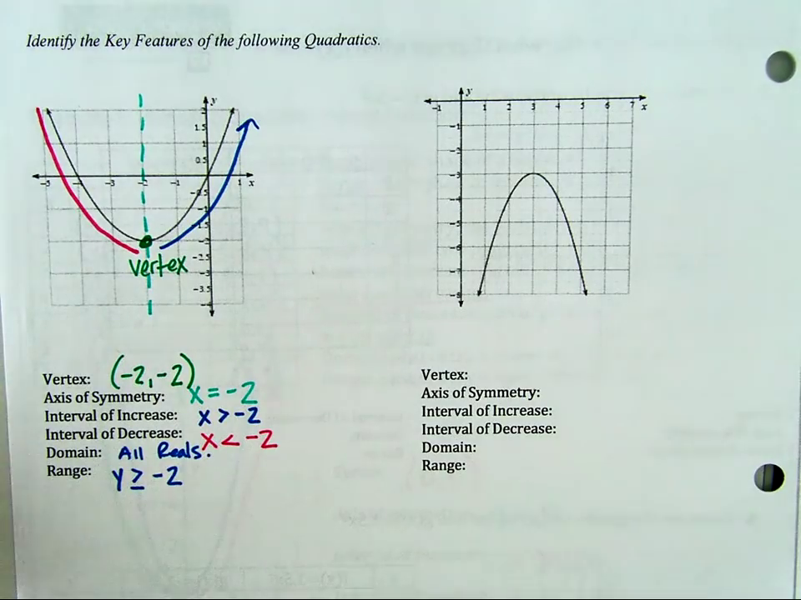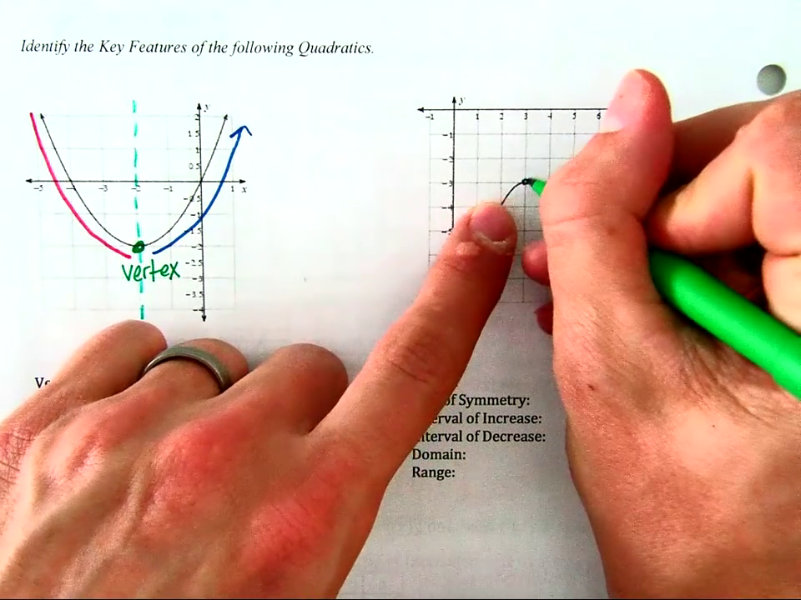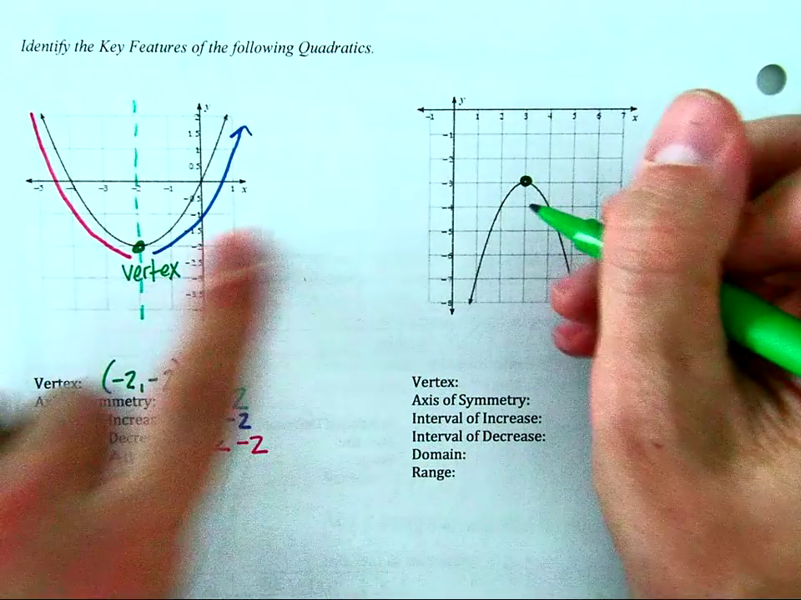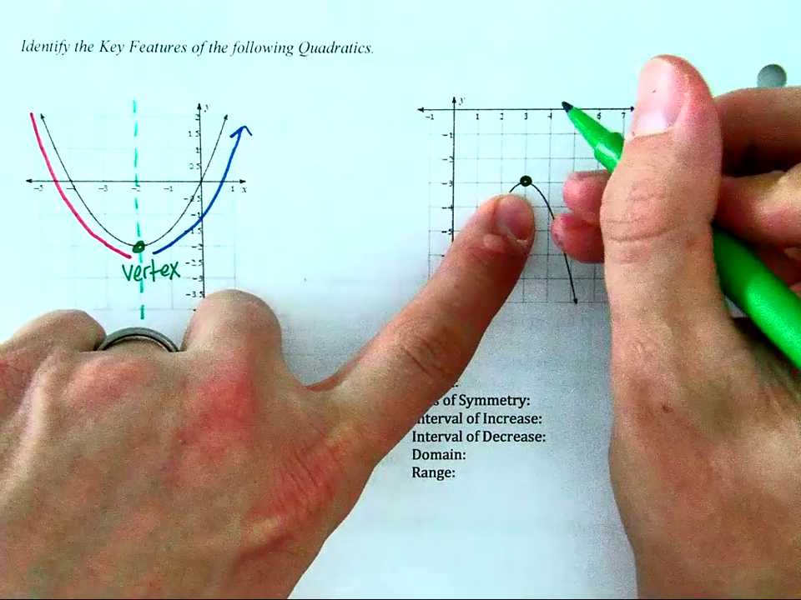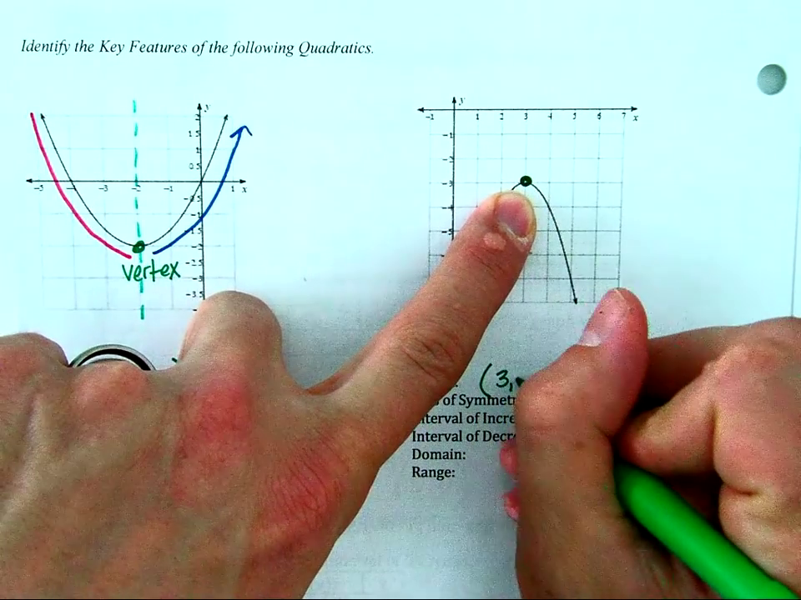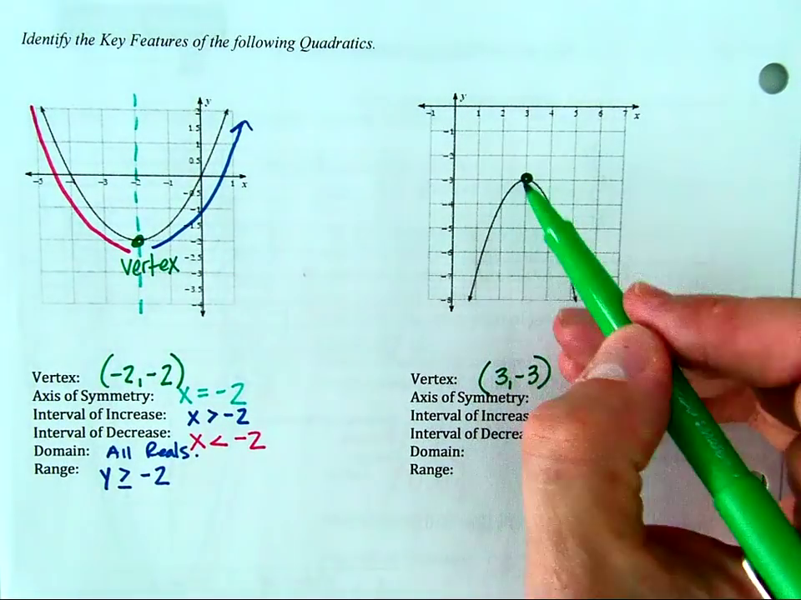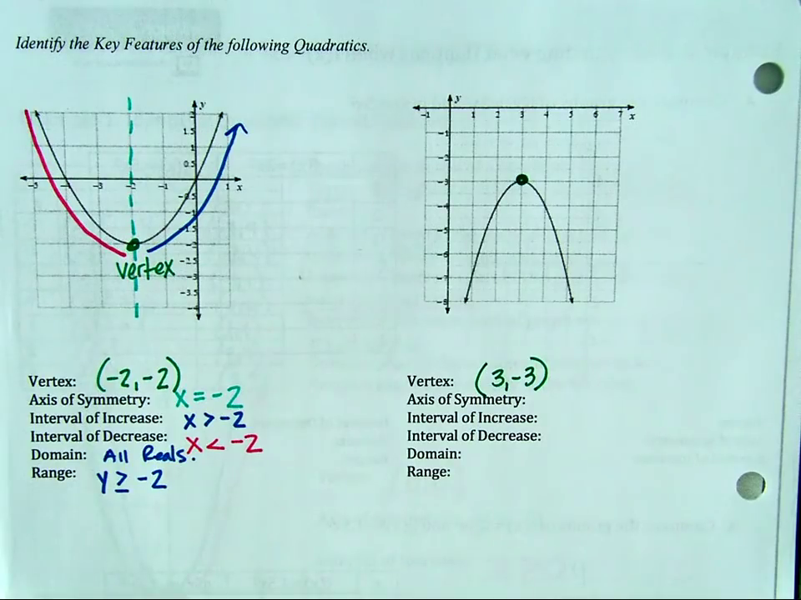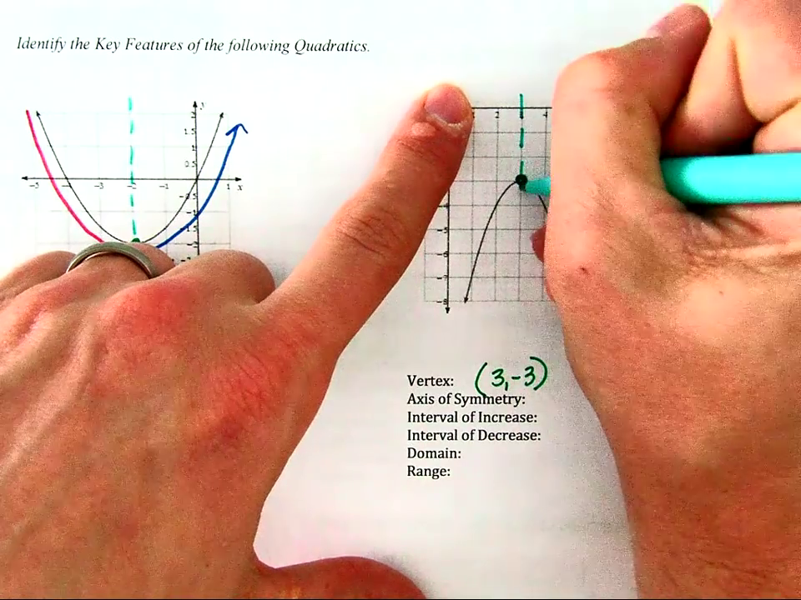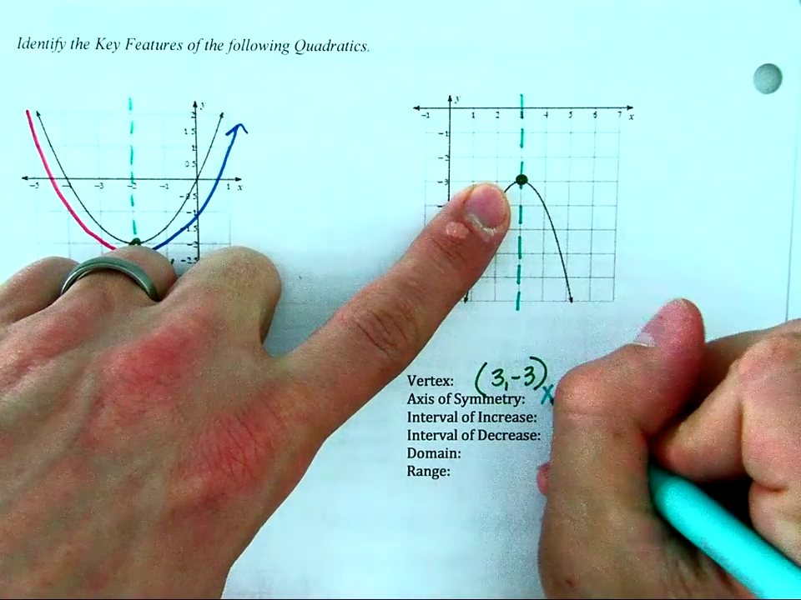Vertex. Now this time notice my vertex isn't the lowest point on the graph, but instead it's the highest point. Here that's going to be the point 3, -3. My x value is 3, my y value is -3. The axis of symmetry is right here, and this is the line x equals 3.